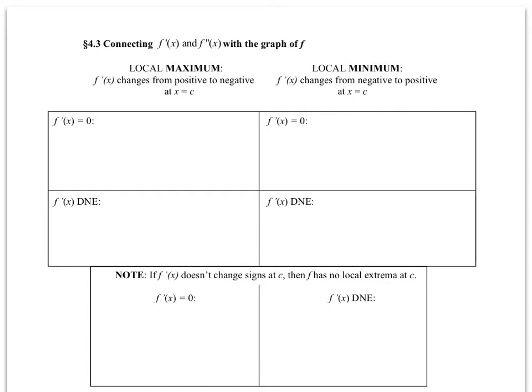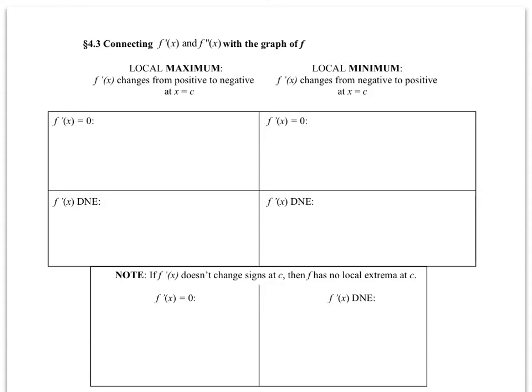You saw in section 4.1 that the derivative can help you figure out what your original function graph looks like just by knowing whether the derivative is positive or negative. That will tell you whether your function is increasing or decreasing. In this section, we're going to take it a step further, and the second derivative is going to tell us about the shape of the graph. But first, let's go back and review.